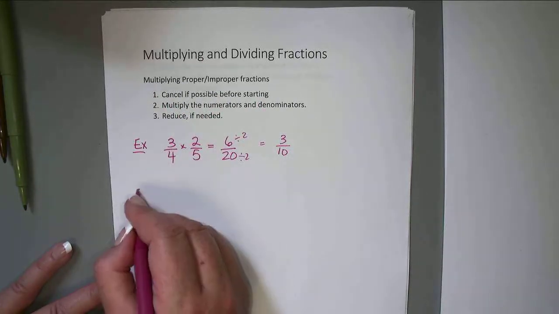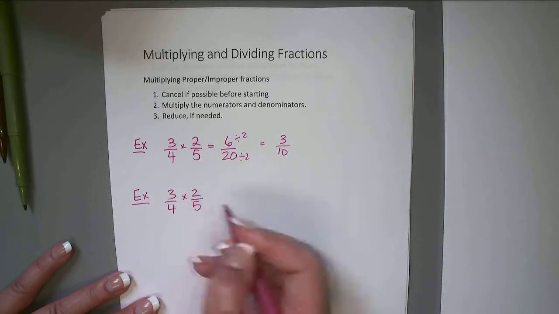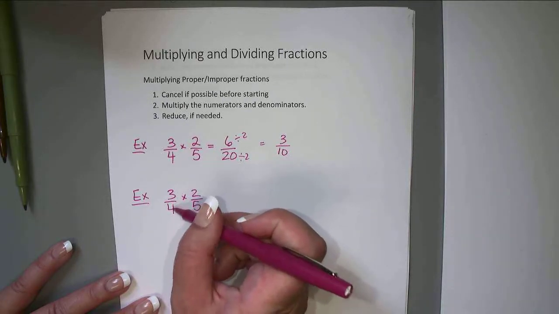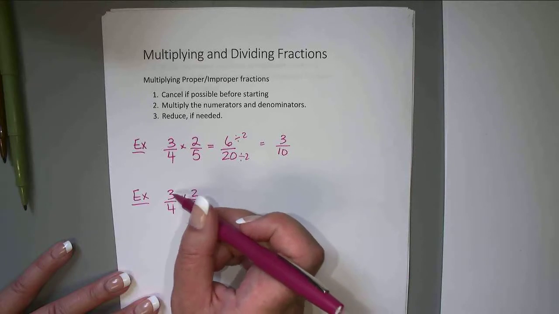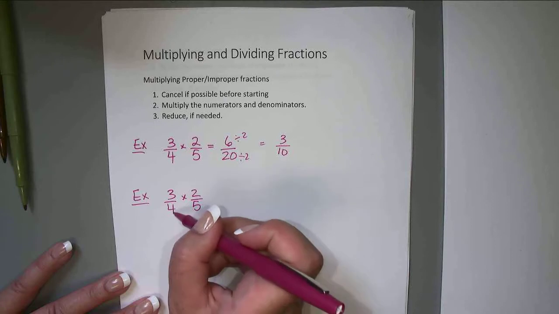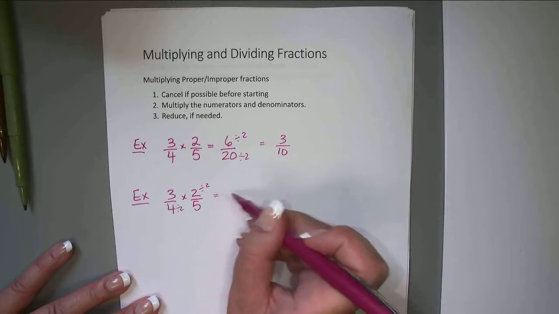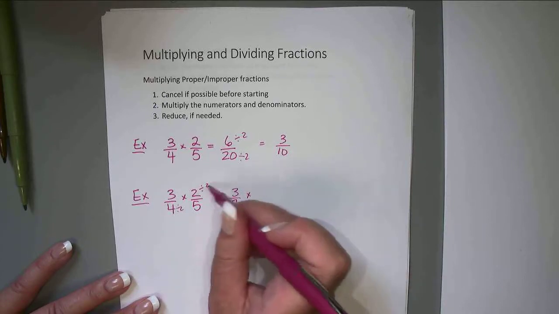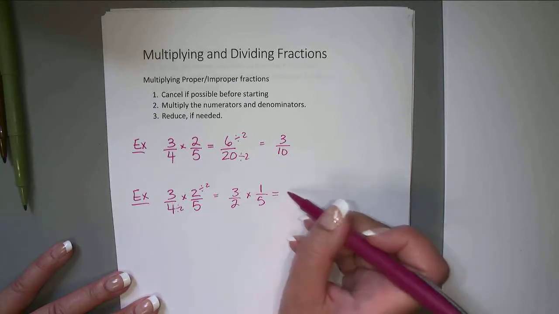So let me show you that exact question again with the canceling before we start rather than at the end. So if we were to cancel before we start, these individually don't reduce, but with multiplying fractions, we can reduce across. So do you see that the 2 and the 4 can both be divided by 2? So we can write this, 4 divided by 2 is 2, 2 divided by 2 is 1, as 3 over 2 times 1/5, and that will give us the same answer.